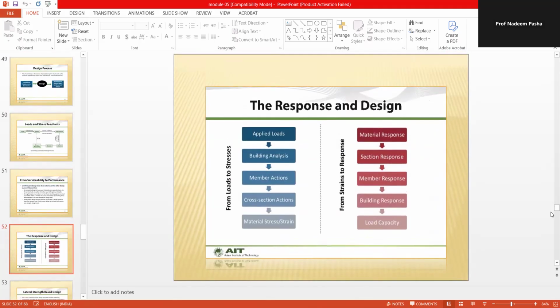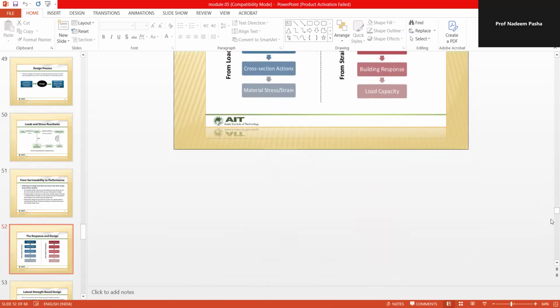The response design from loads to stresses: applied loads, building analysis, member action, cross section action, material stress. From strains to response: material response, section response, member response, building response, load capacity.